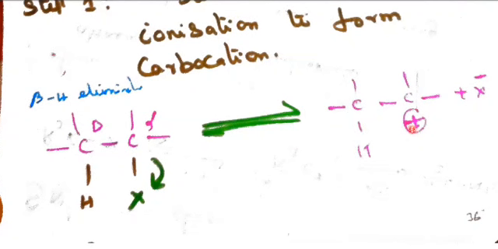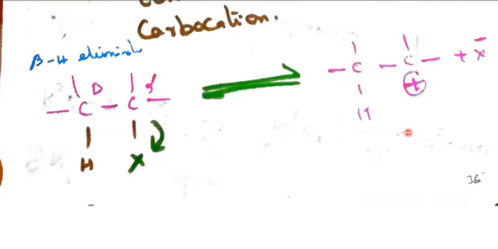A tertiary carbocation is more stable than a secondary carbocation, which is more stable than a primary carbocation. Tertiary carbocation means only C plus. Secondary carbocation means CH plus. Primary carbocation will have two hydrogens, CH2 plus. So this is a CH, so it is a secondary carbocation.